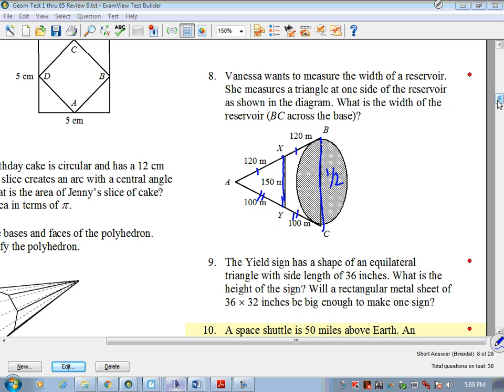So if 150 equals 1/2 x, okay, then rather than divide by 1/2, I'm going to multiply by 2. So 300 equals x, 300 meters that is. So 300 meters is my answer there.